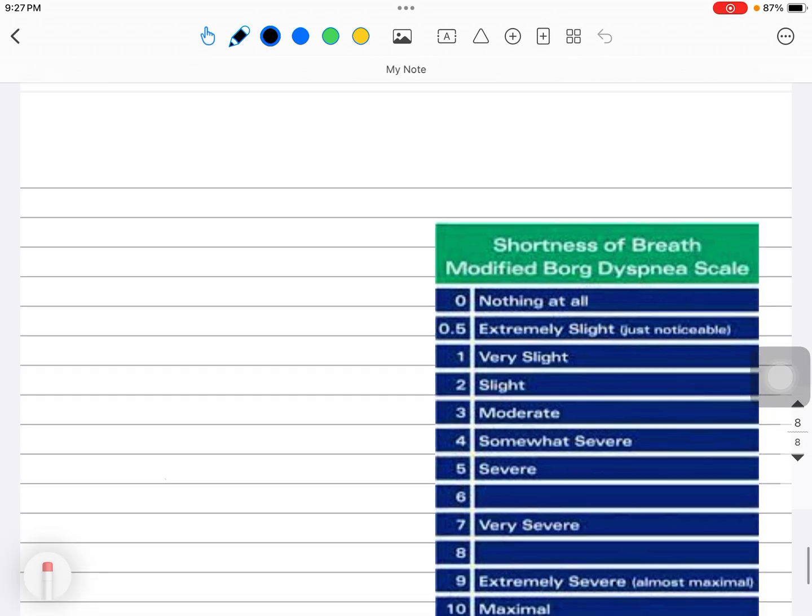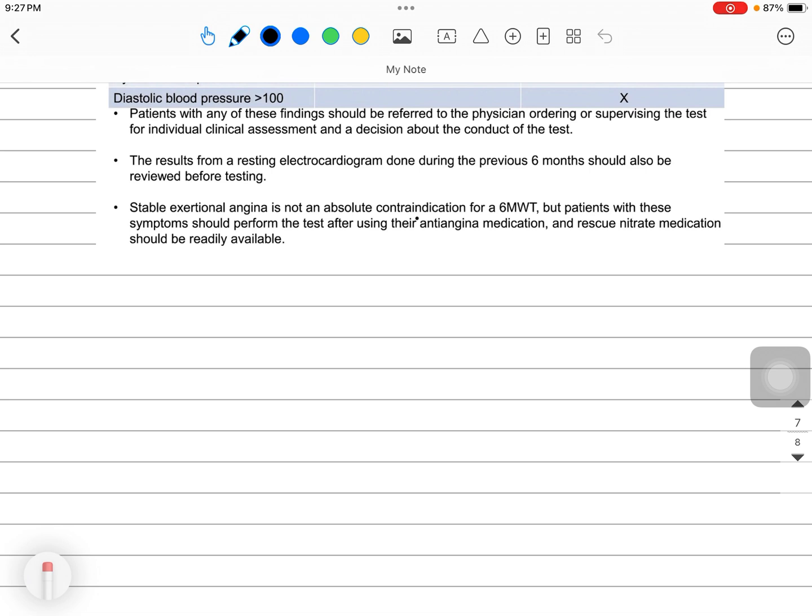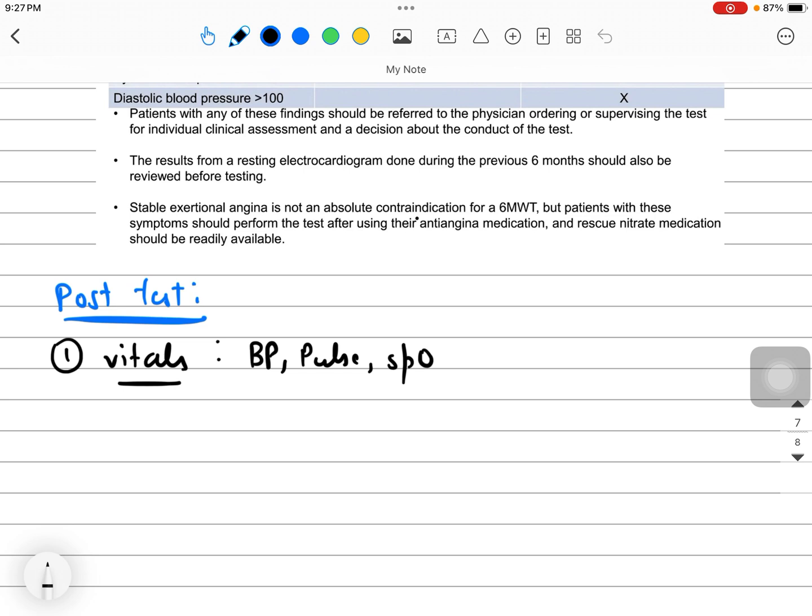Okay, so let's say the test is finished. Let's say the person has completed the test. So what are the things we need to do post test, right? Firstly, we need to record the vitals of the patient. Very important, please measure the vitals pre test and post test. So again, BP, pulse, oximeter saturation we need to measure, and the Borg dyspnea scale we need to give to the patient and ask them to tick their dyspnea status, which we have just talked about.